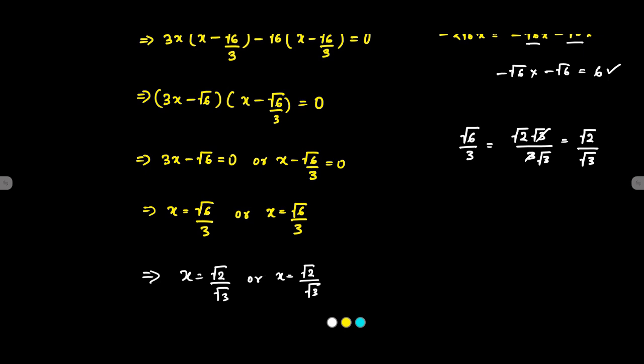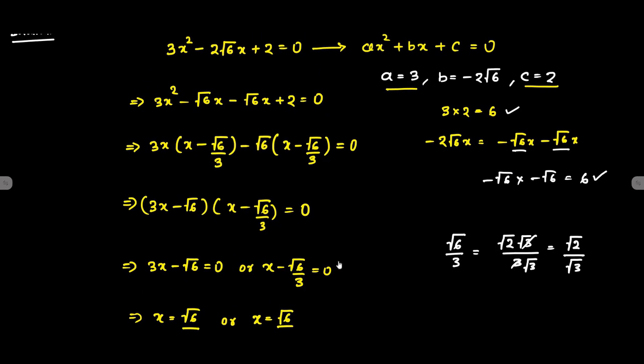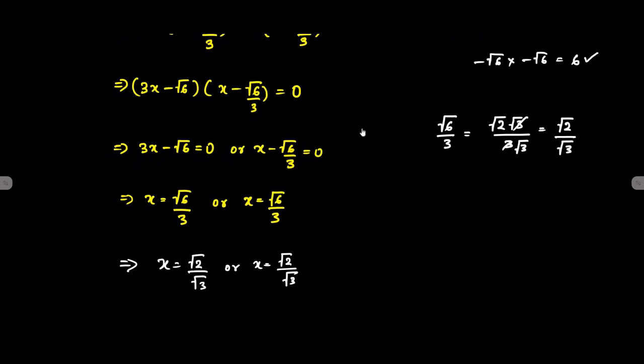So it was a bit different from the previous square root type quadratic equations, where the square root was present in either of the extreme terms a or c. Here it is present in the middle term b. Okay, so this is the solution.